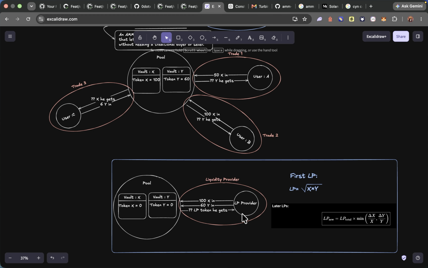First, either this guy is the first liquidity provider, the one who creates the pool, then we can do either, most commonly used, root of X into Y, or you can also use X plus Y, doesn't matter. But what matters is what happens from the second liquidity provider onward.